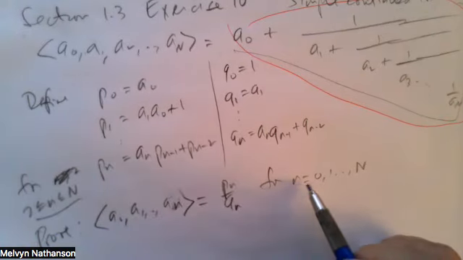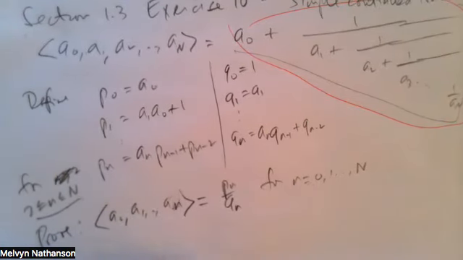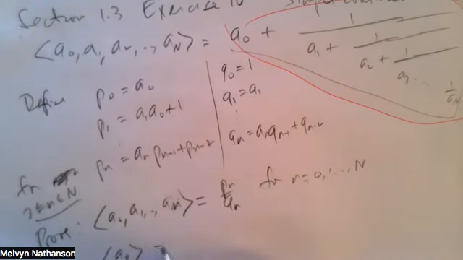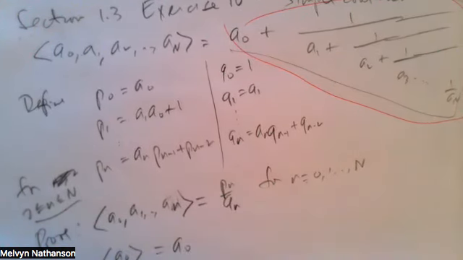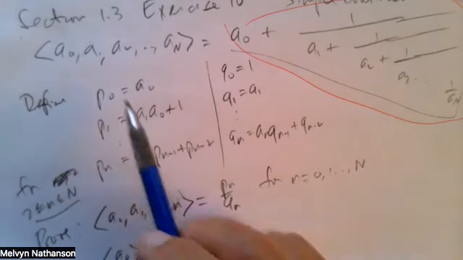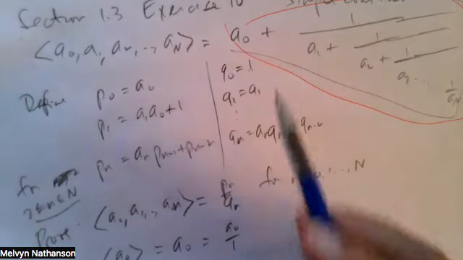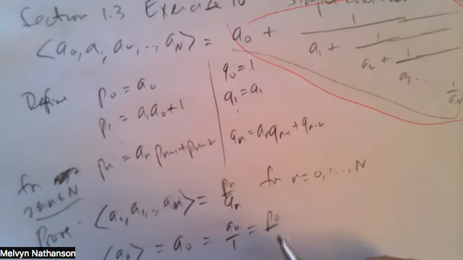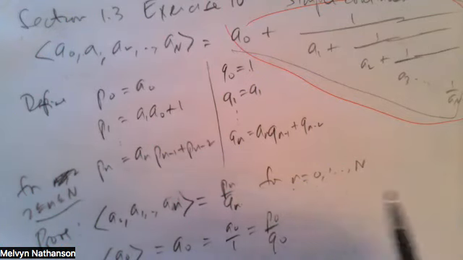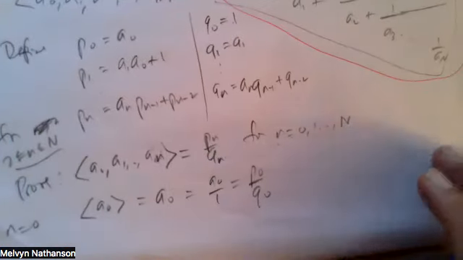The simplest case is n equals 0. When n is 0, we're looking at the continued fraction a0, which is the same as a0 over 1. And a0 is p0 and q0 is 1. So this is p0 over q0. So this statement is correct for n equals 0.